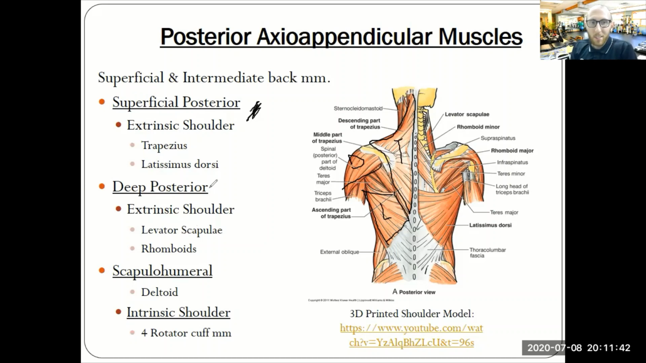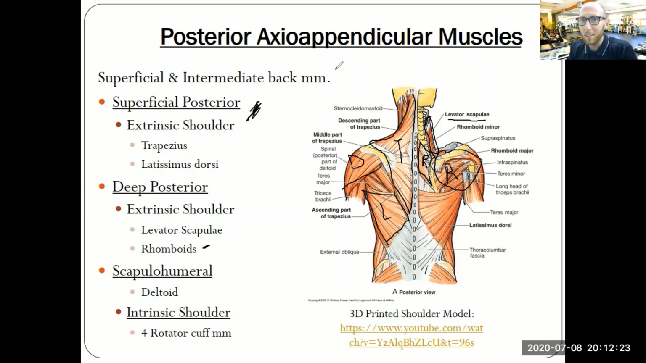The deep posterior, we're looking at things like the rhomboids. Here's an outline of the rhomboids. You have to peel back or remove the trapezius to get to the deeper rhomboids or the levator scapulae up top there. Over on the shoulder is that deltoid region, and then even deeper we've got the rotator cuff muscles. There's a group of them over here at the shoulder that's going to, you guessed it, rotate the shoulder. So that's kind of the broad divisions or categories of the back and the shoulder.